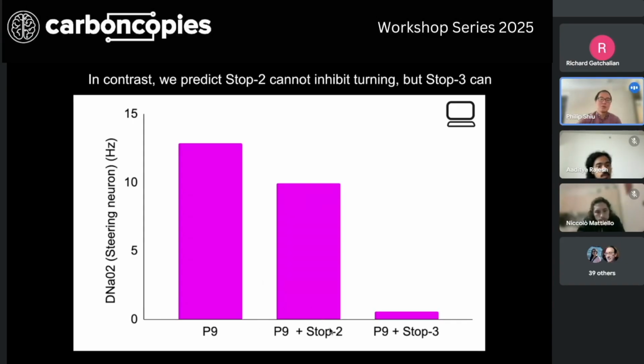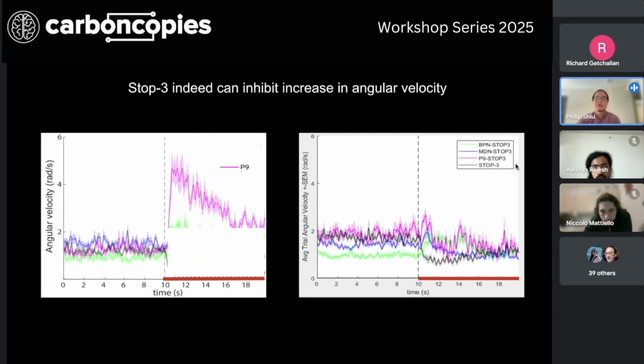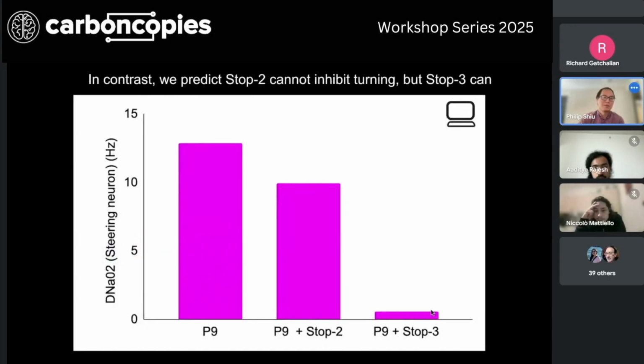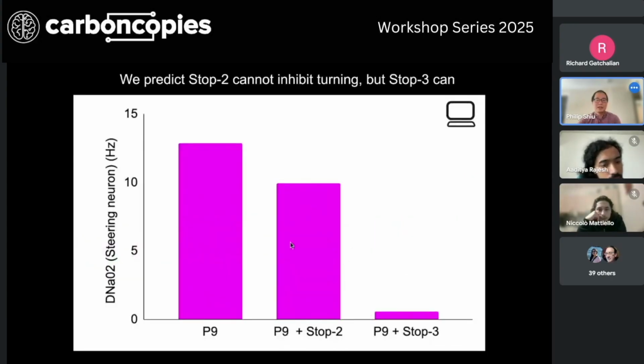But what's quite fascinating is that STOP2, in our computational model, can inhibit the forward velocity, but it cannot inhibit the activity of DNAO2, the steering or turning neuron. We thought it was quite fascinating that these two neurons had slightly different predictions. Here I'm showing you the angular velocity. P9 activation increases angular velocity, but when you activate both P9 and STOP3, which we predict can inhibit turning, activating it inhibits this increase in angular velocity. But we predict that STOP2 cannot inhibit turning.